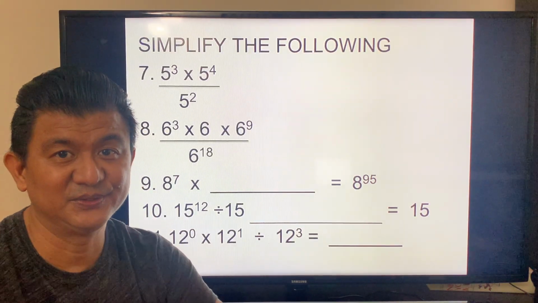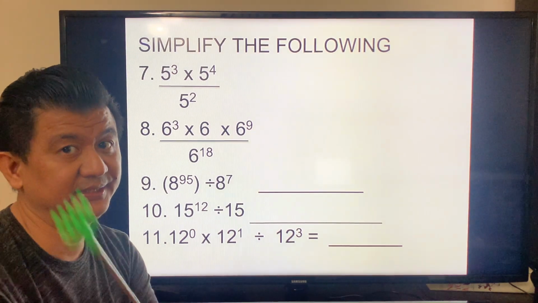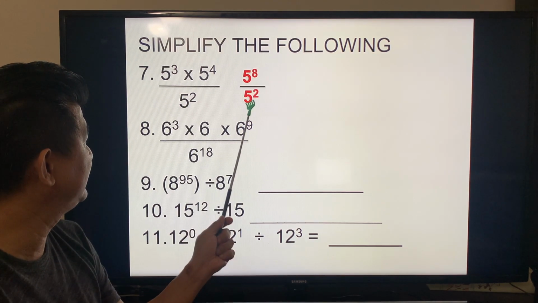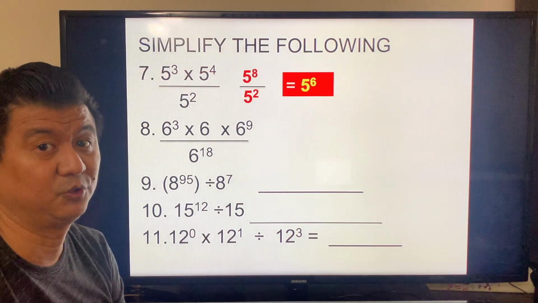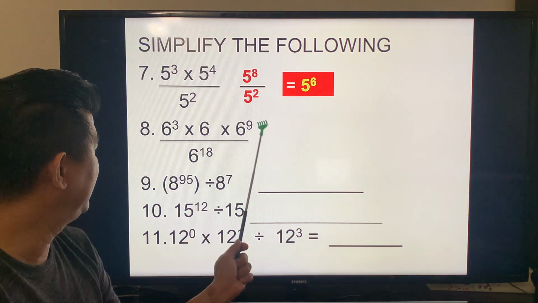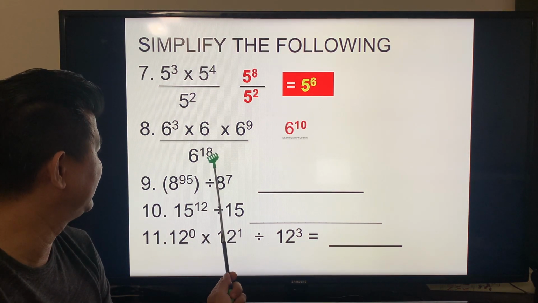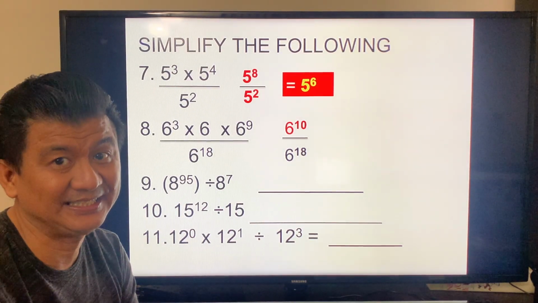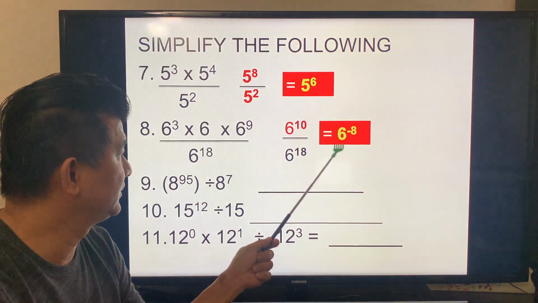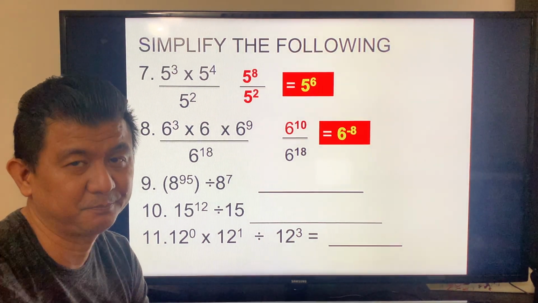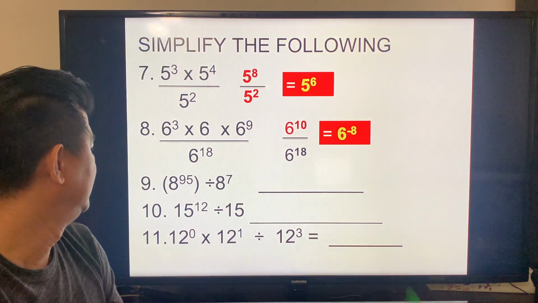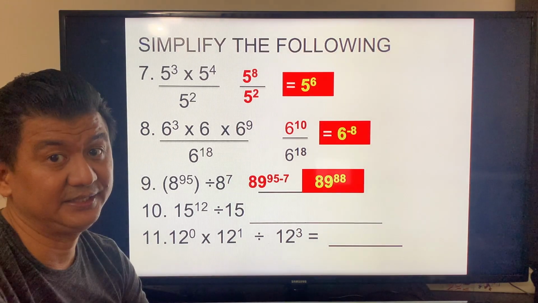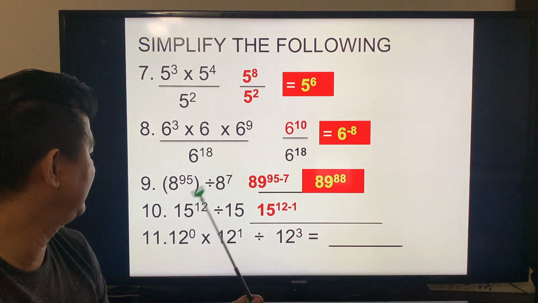Try this on your own. Okay, ready? These are the answers. So on top, I add them, but at the bottom, I divide them. Therefore, I subtract the exponents. Correct. Next, add them up. I get 6 to the 10 divided by 6 to the 18. Subtract them, but this is 10 minus 18, not 18 minus 10. So your result will be a negative. Yes, an exponent of a negative is possible. Next, same base, subtract. 89 to the 88.